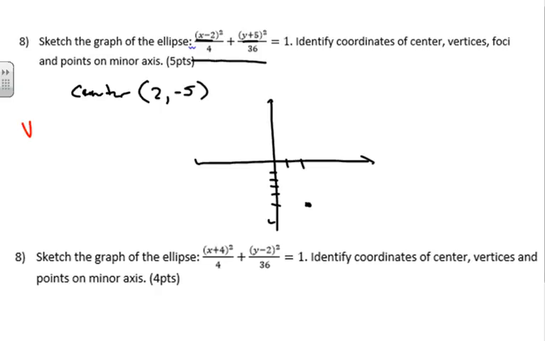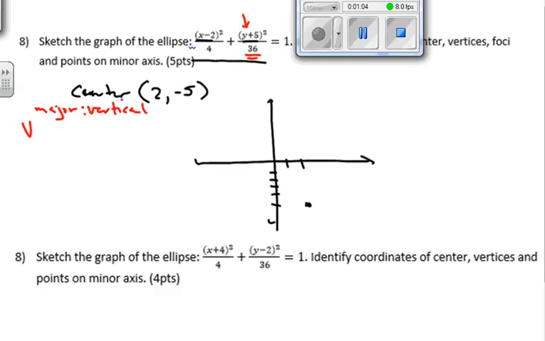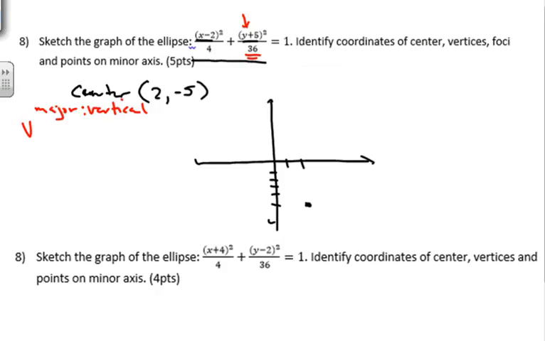Now, for the vertices, we probably want to identify the major axis first. The major axis will tell us where the vertices will be. Now, to find the major axis, you look at the largest value in the denominator. And that value right there is going to be 36. Now, because 36 is under y, we're going to have a vertical major axis. So that means it's going to be going up and down.